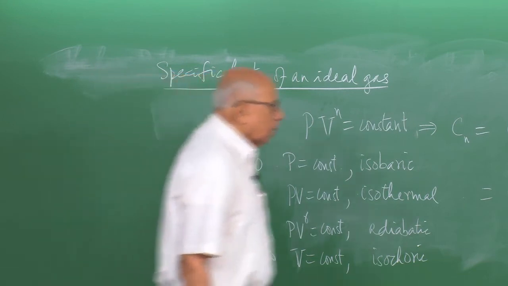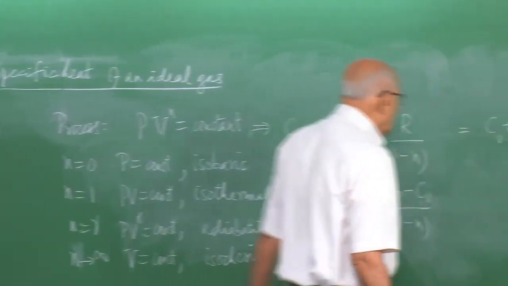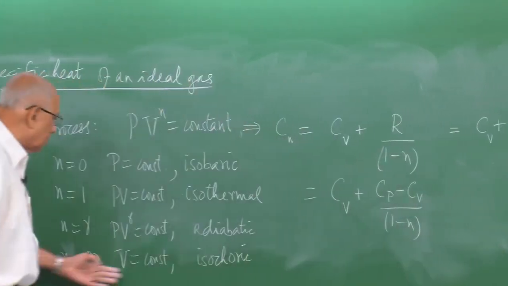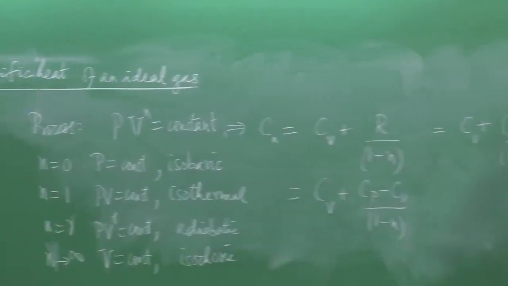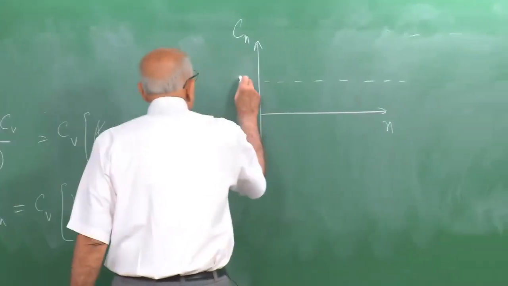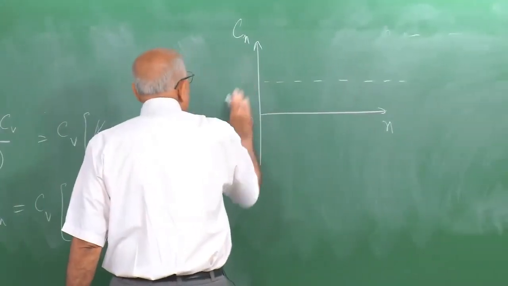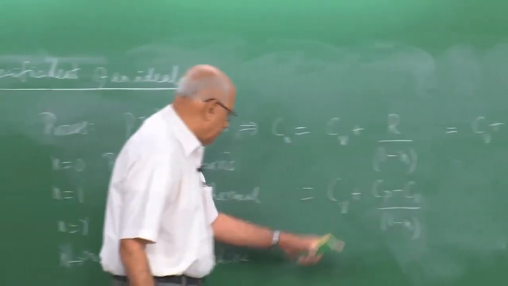Now let us see what happens here. When n tends to infinity, this ratio goes to 1, and you do indeed get C infinity is Cv, that is what you have here. So that is some number, 3/2 R in this case. This is 3/2 R, this is Cv, this point, and that is attained when n tends to infinity.